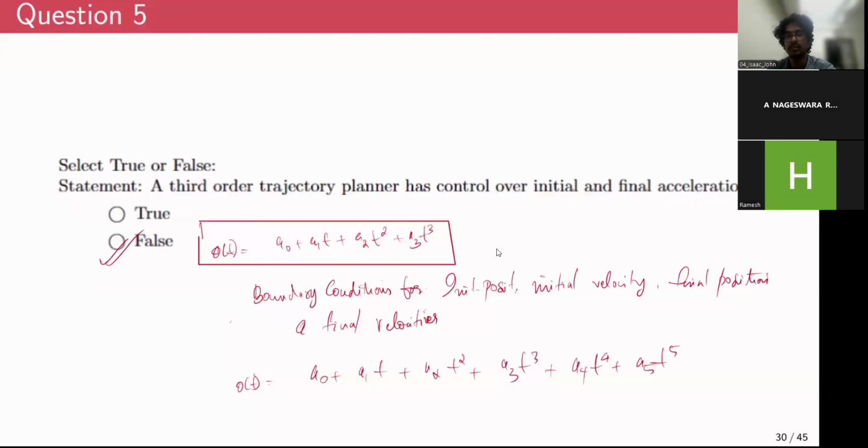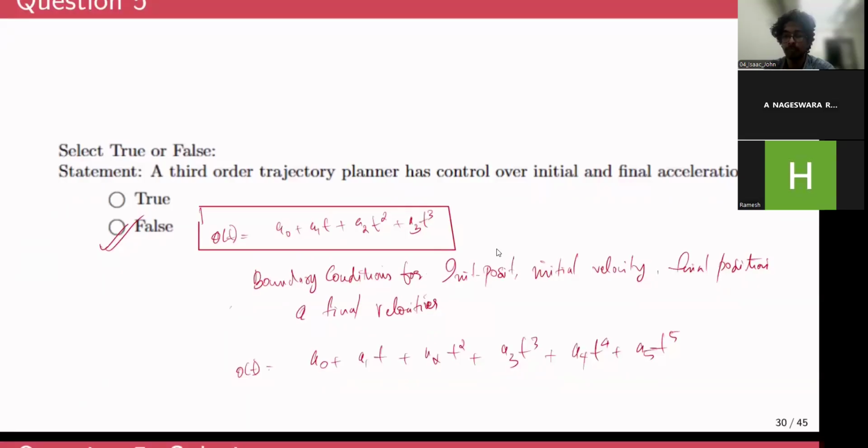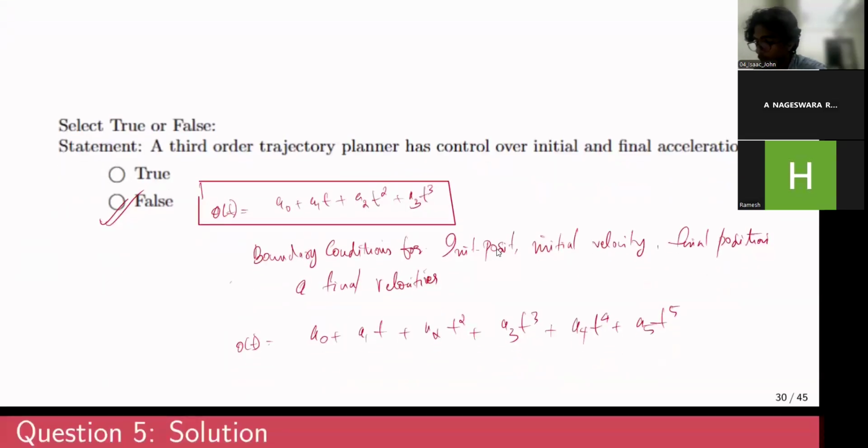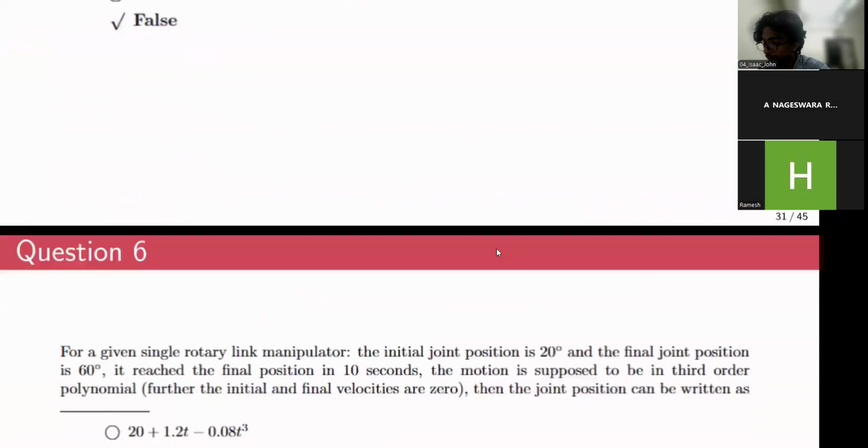So I hope that is clear enough. If any further clarification is required, please let me know. So the answer is indeed false.